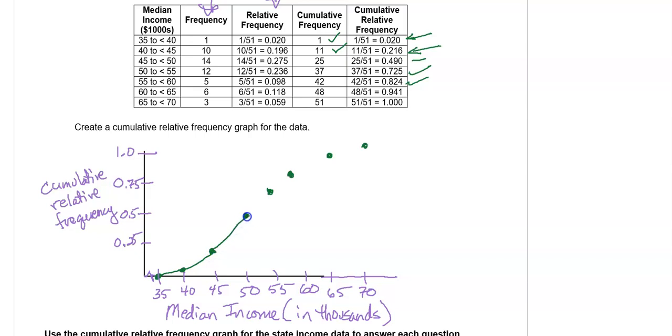And then we're going to connect these with segments. You don't have to make it smooth. It's supposed to be segments. Alright? And this is our ogive. And we can use the ogive to talk about percentiles. And that's one of the key components of this.